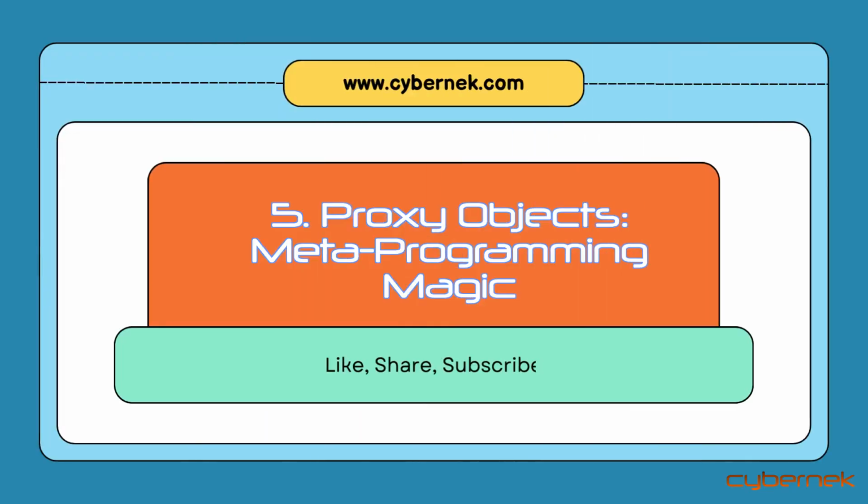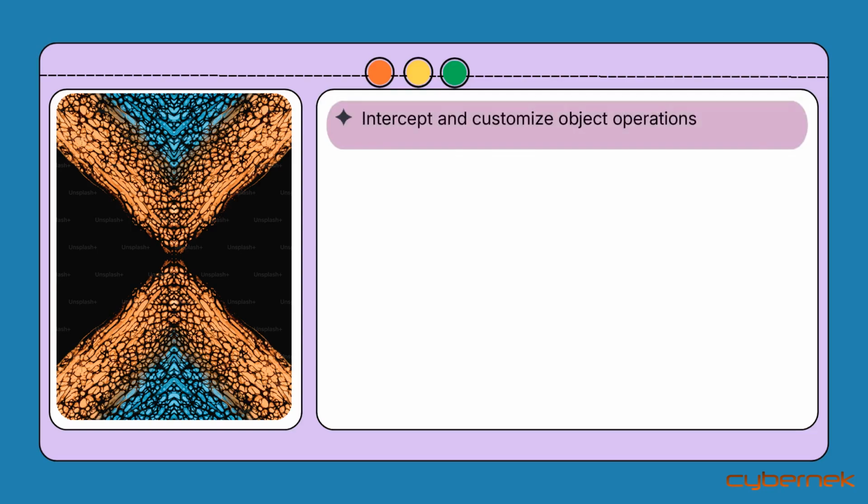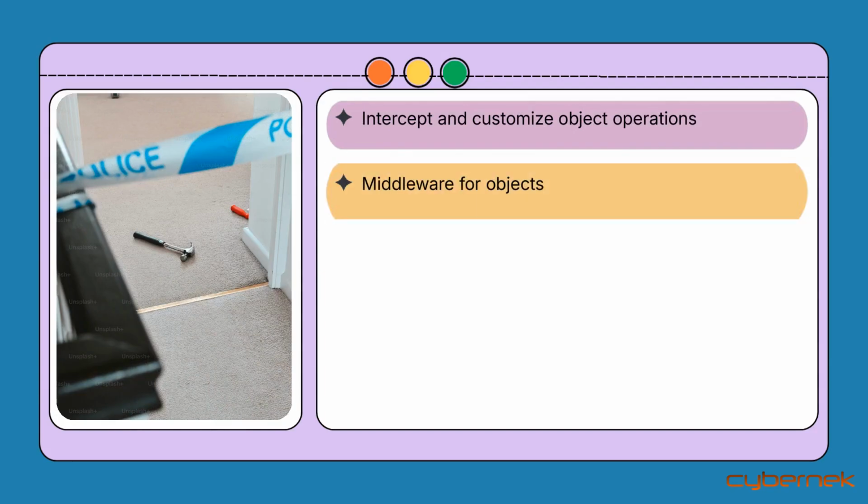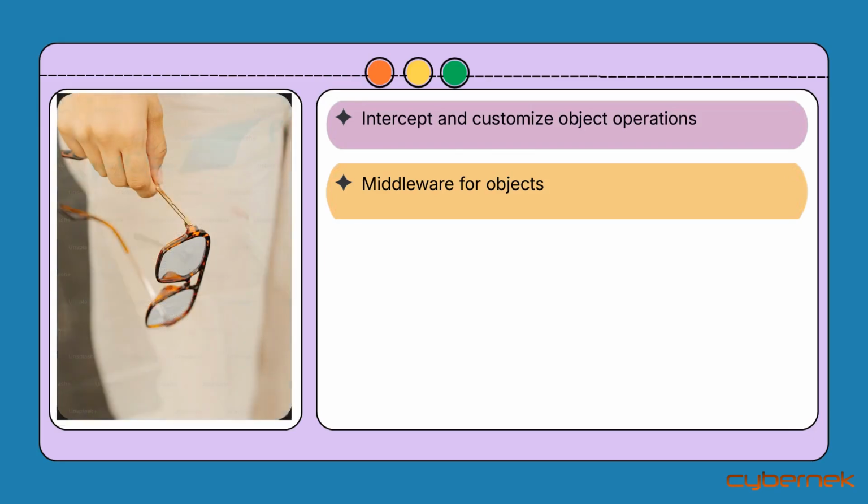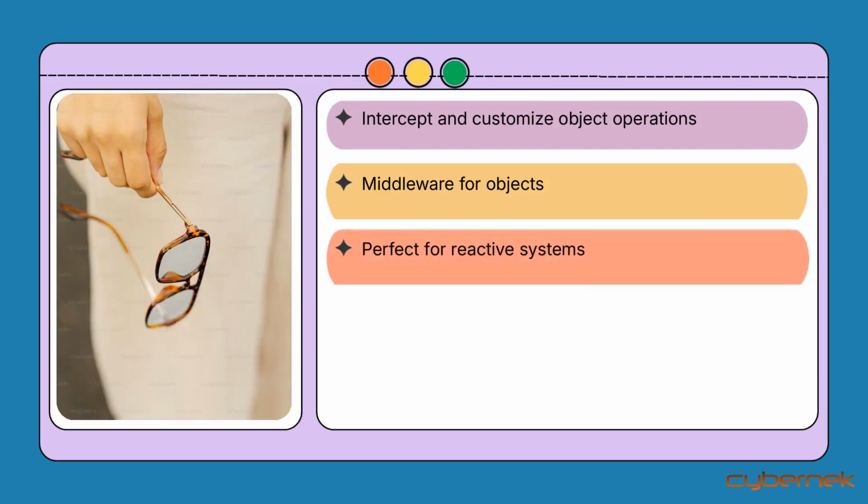Five, proxy objects, metaprogramming magic. Proxies let you intercept and customize operations on objects, like property access, assignment, and function calls. Think of them as middleware for your objects. They're perfect for creating reactive systems or implementing validation.